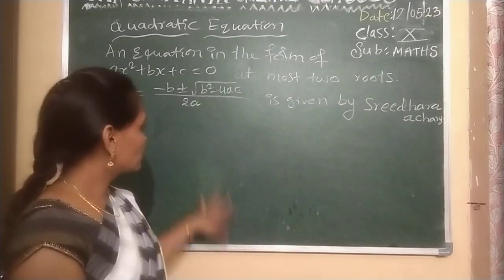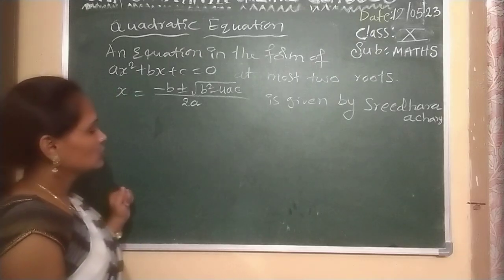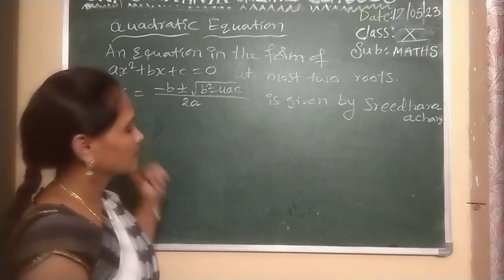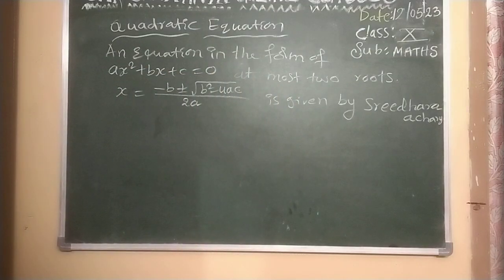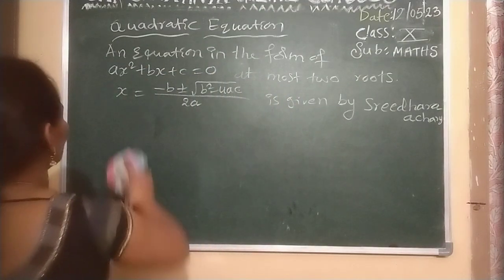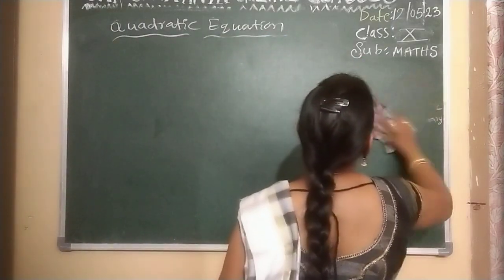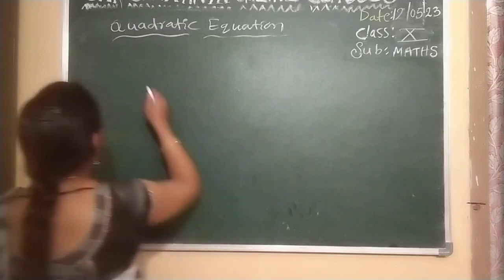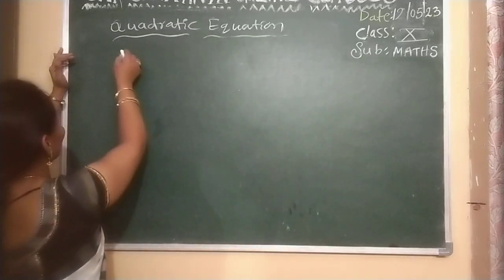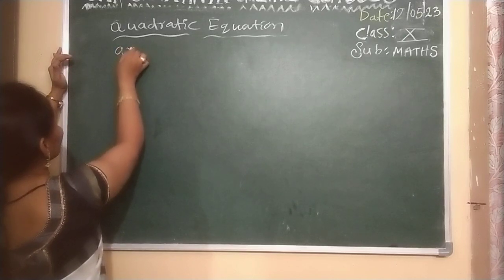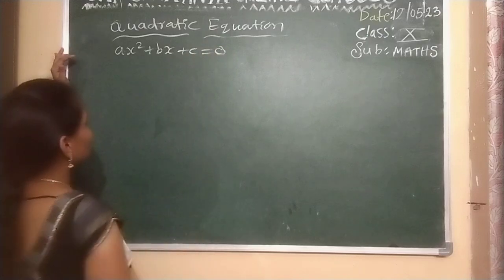There is not sufficient space for the derivation, so I just want to erase this. Wait a minute. So how to derive this formula? Let us see. Now I am taking the general quadratic equation, that is ax square plus bx plus c is equal to 0.